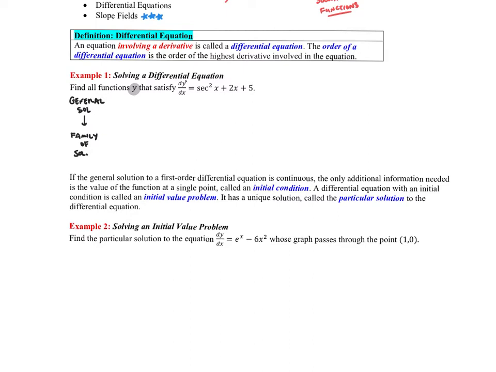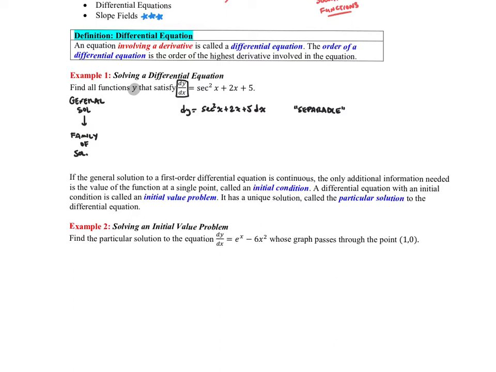So if dy dx is equal to secant squared x plus 2x plus 5, if I multiply both sides by dx, what I'm doing in this process is I have now separated variables. I have all variables y on the left. I have all variables x on the right. This is called a separable differential equation. And when a differential equation is separable, we like that. We can use algebraic techniques.